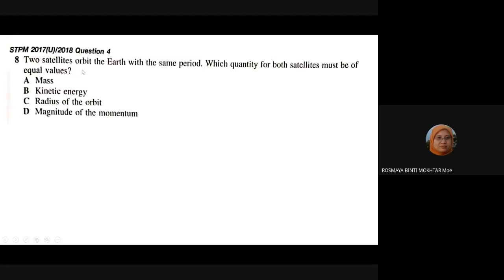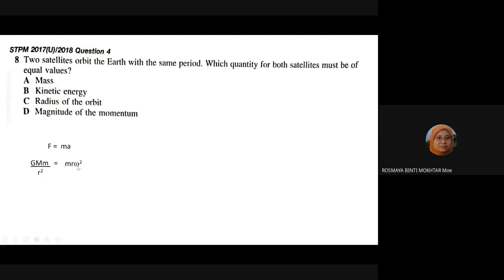Two satellites orbit the Earth with the same period. Which quantity for both satellites must be of equal values? Equal values, so that's the same as just now. I repeat so that you can memorize easily. Same thing as just now, we use centripetal force provided by the gravitational force, GMm per r squared.